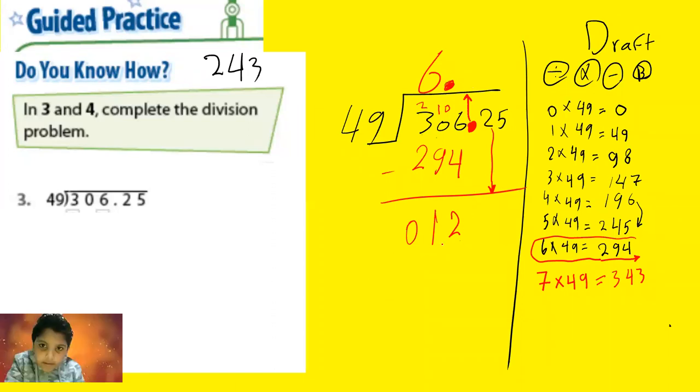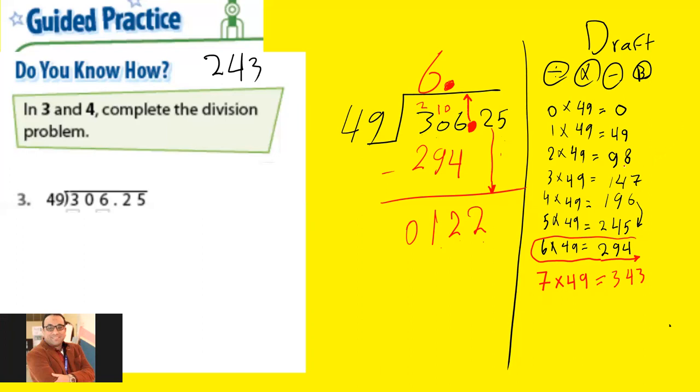And bring 2 down. Now I get 12 divided by 49. Still smaller. Let's see, we'll make 122. Bring down 2 here. It's going to be 122 because we removed the decimal point.